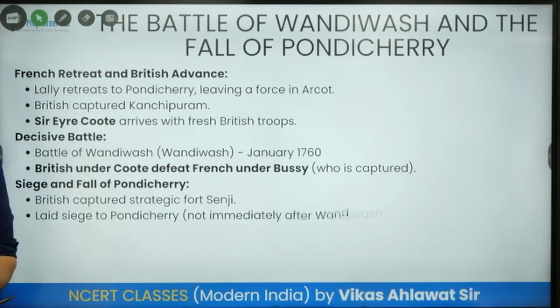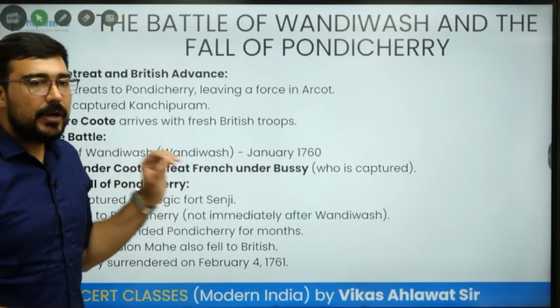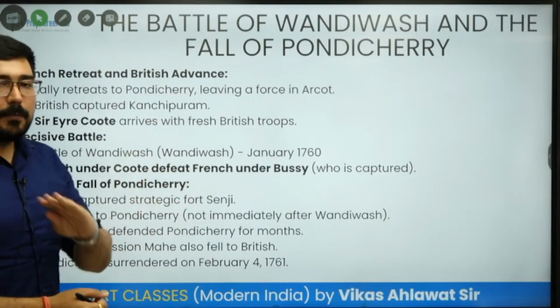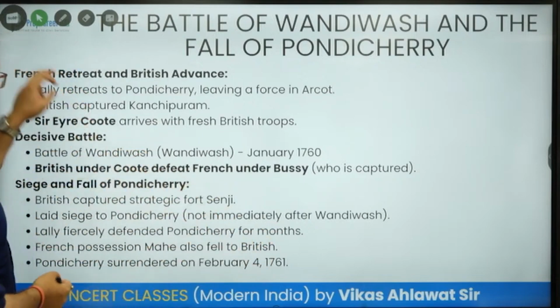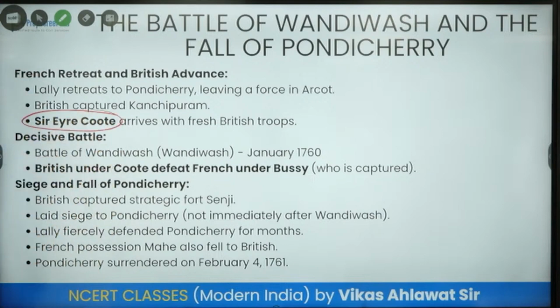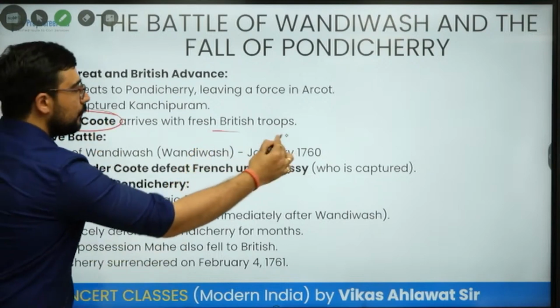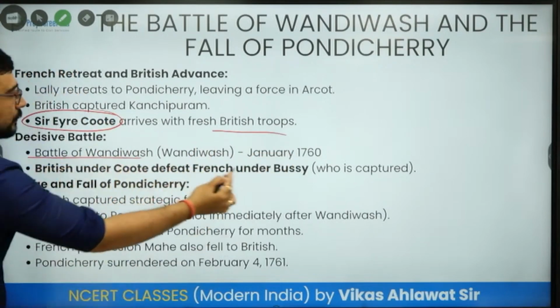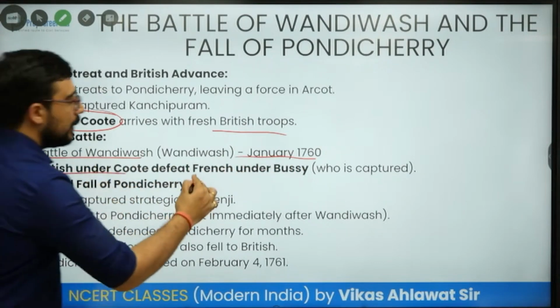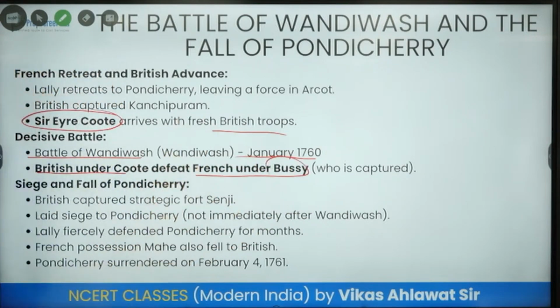The one battle which all of you are going to remember is the Battle of Wandiwash. The Battle of Wandiwash is very important because this was a defining battle, and in this the French were completely routed. And who was the person responsible for that? The name is Sir Eyre Coote. He arrived with the British troops, and this Battle of Wandiwash was fought in January 1760. The British under him defeated the French under Bussy, who was captured. The British captured Fort Gingee.